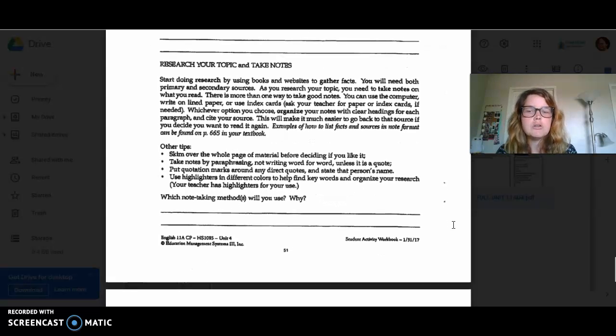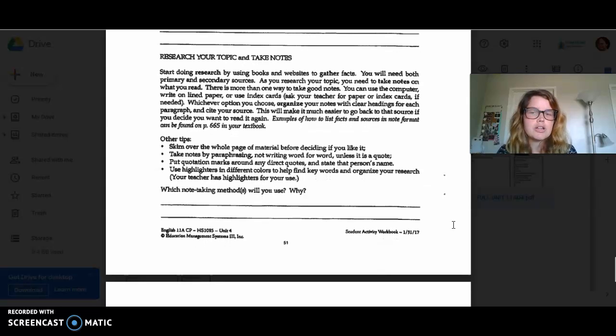Research and take notes. So you want to talk about what kind of research organization you're going to try out and things like that. A lot of people suggest Cornell notes. I am very much an outline note type of person. If you've been in my class, you've seen what it looks like. It has the topic, it has the subtopics, and then if you have a quote or something specific, it goes underneath that.